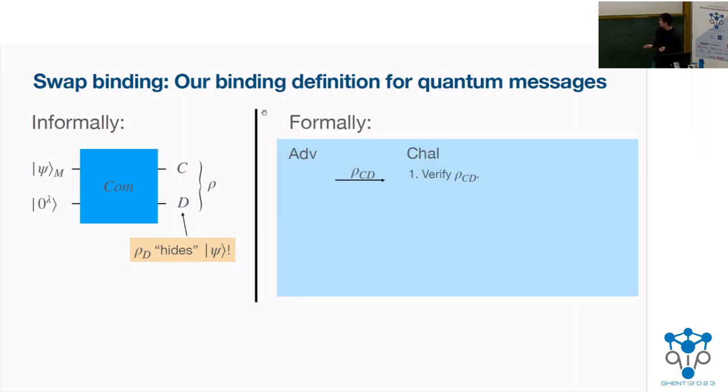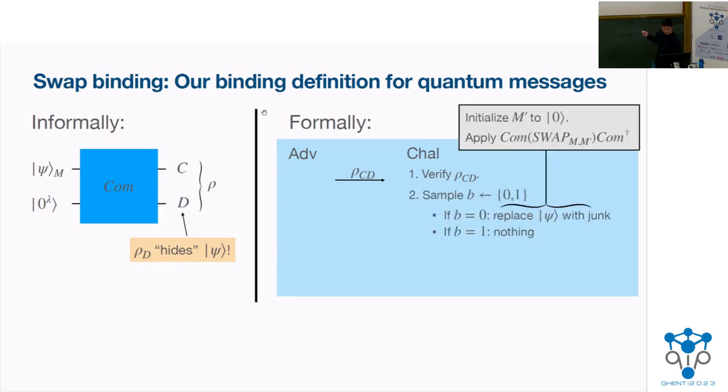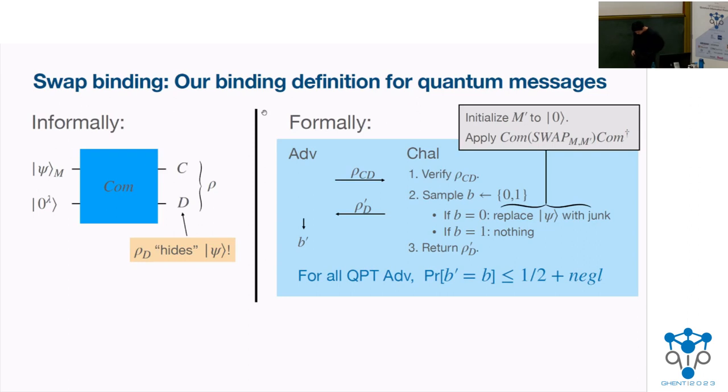Okay, but formally, we write out a game, and what happens is that an adversary first sends a commitment and an opening, and the challenger would just verify that this commitment and opening are valid. And then the challenger does one of two things at random. Either they replace the underlying state with junk, or they do nothing. And then finally, the challenger will return the remaining quantum state on the D registers back to the adversary. And the adversary has to guess what happened. Did the challenger swap their underlying state with junk, or did they leave it as is? And our definition says that it's hard for an adversary to guess this bit b.